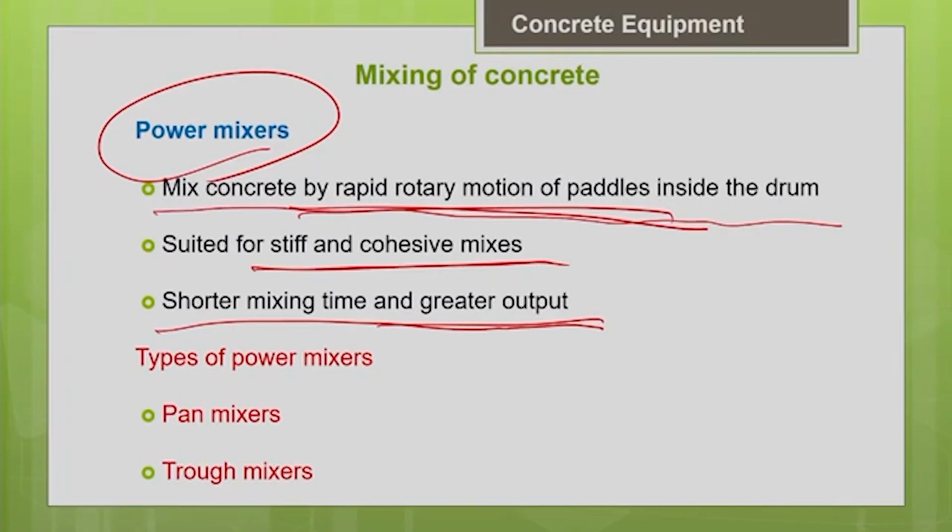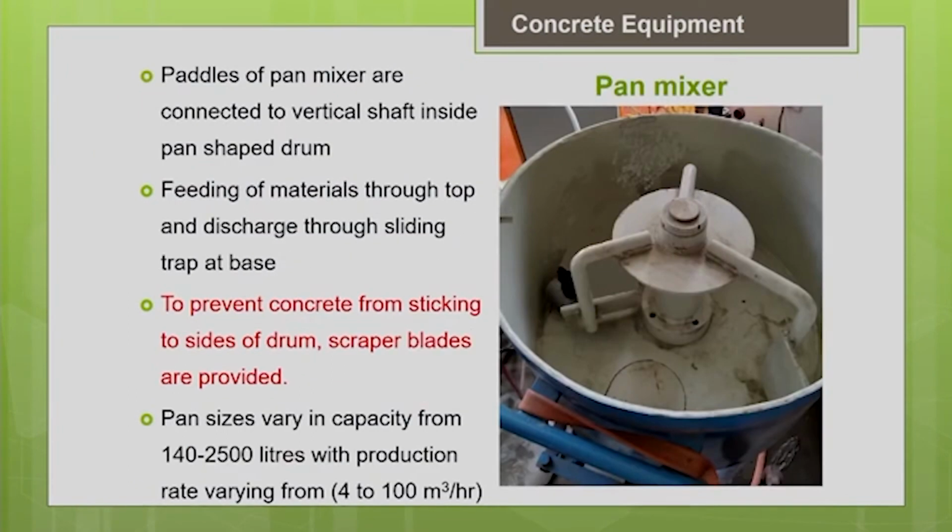Different configurations are possible with this power mixer. You can go for pan or trough. We are going to see that. First, we are going to discuss the pan mixer. It resembles the shape of a pan. You can see there is a vertical shaft here and the paddles are connected to the vertical shaft. Because of the rapid rotary motion of these paddles, you can have a thorough, homogeneous mixing of the concrete.